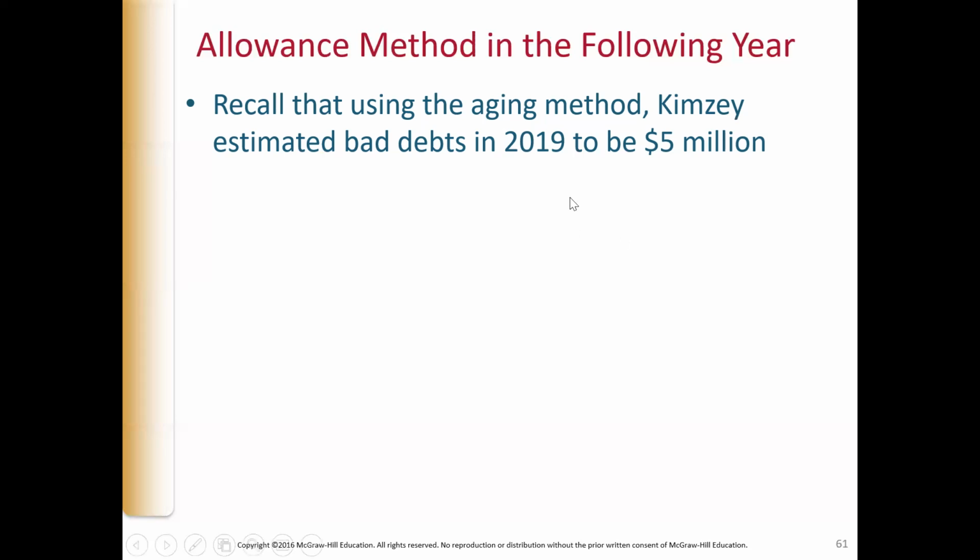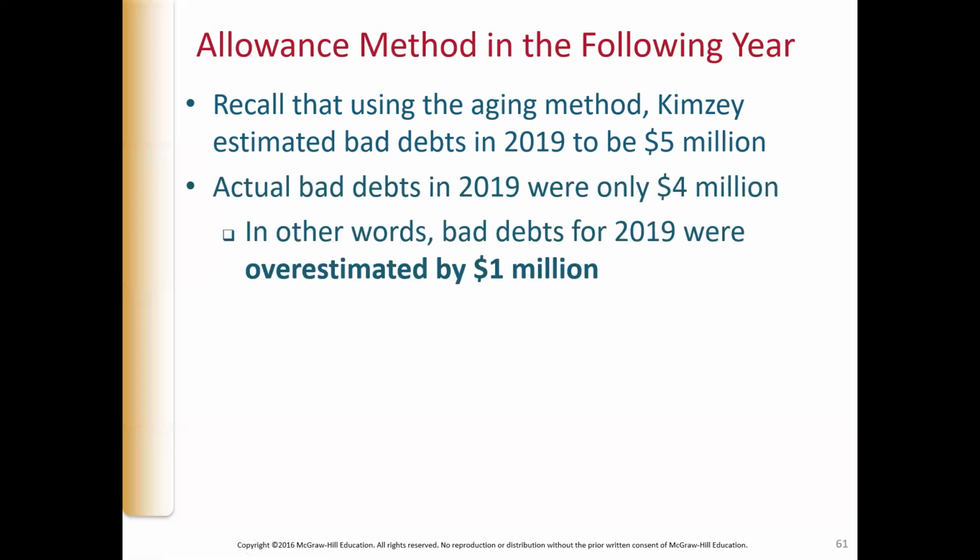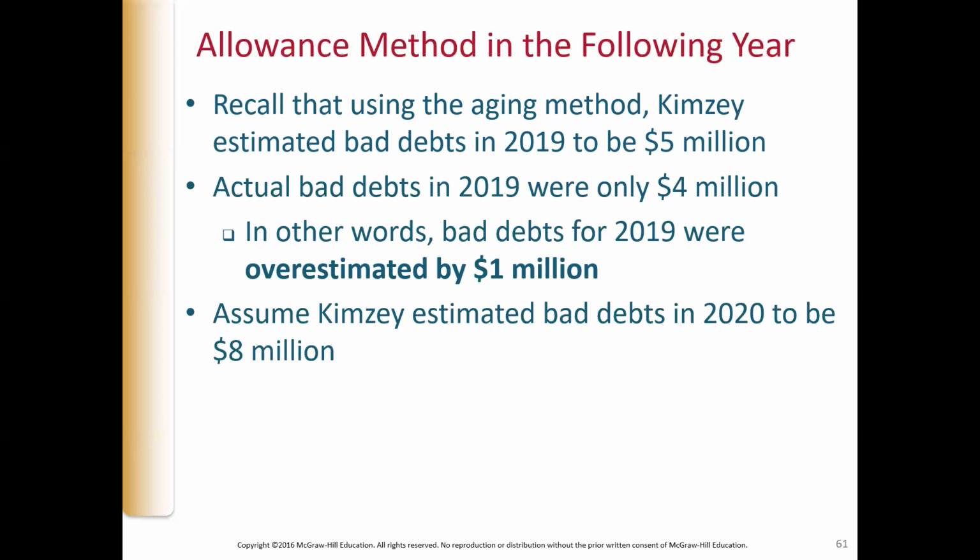Using the aging method, Kimsey estimated bad debts in 2019 to be 5 million. But we actually only wrote off 4 million. In other words, we overstated the bad debts by 1 million. I mean, we're just doing the best we can guessing, okay? But in this case, we overestimated what we thought would be written off. But let's say the next year, Kimsey estimates bad debts in 2020 to be 8 million. How do we handle that?